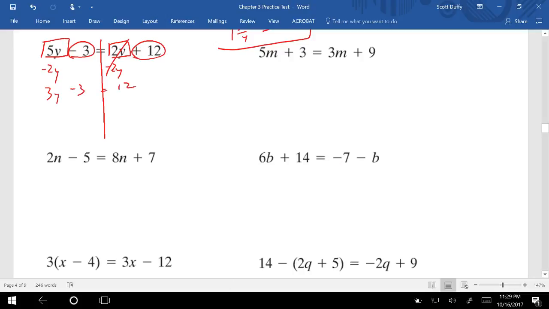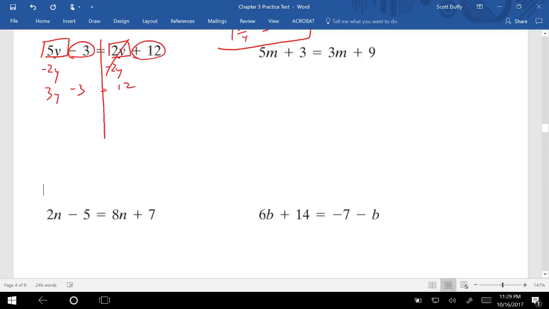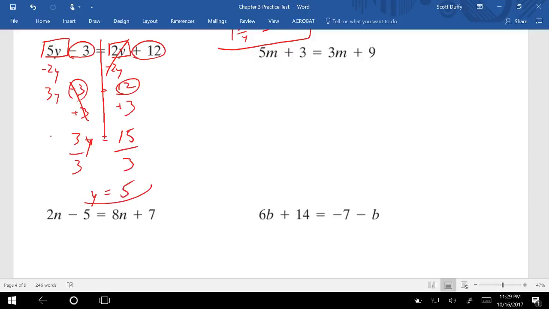And then I want to move the negative 3 over to be with 12. So I have 3y equals 15, divided by 3, divided by 3, y equals 5. Doing the same thing over here.